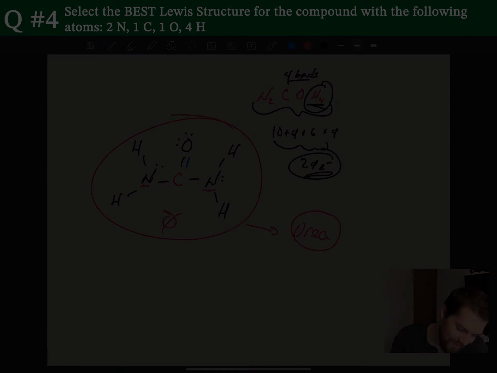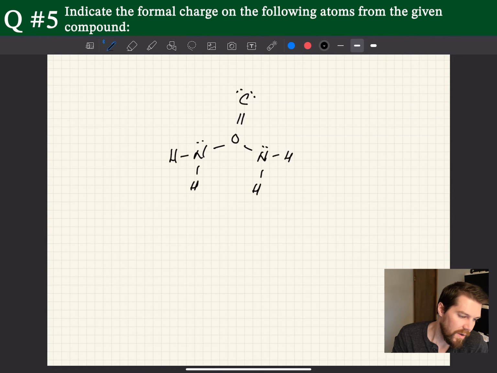Okay, question number 5. Indicate the formal charge on the following atoms from the given compound. Answer using an integer. Indicate the positive negative sign. Alrighty. So here, this is actually one of the incorrect answers from question number 4.